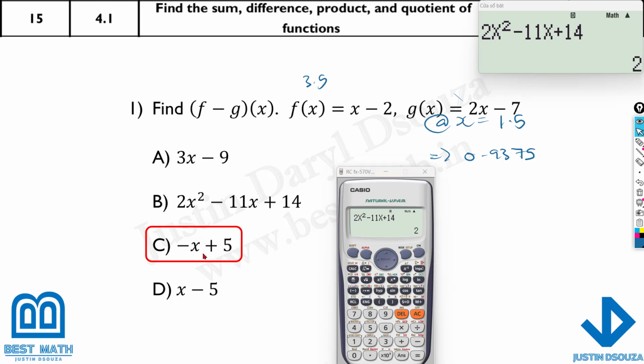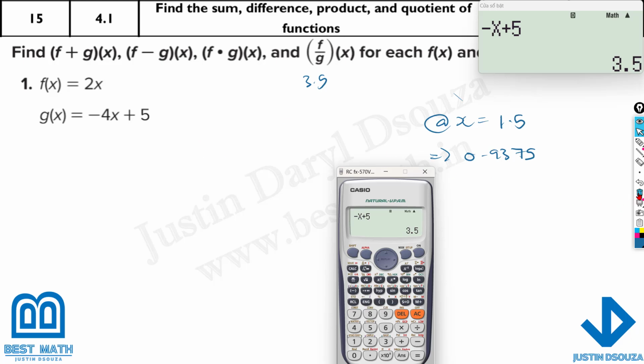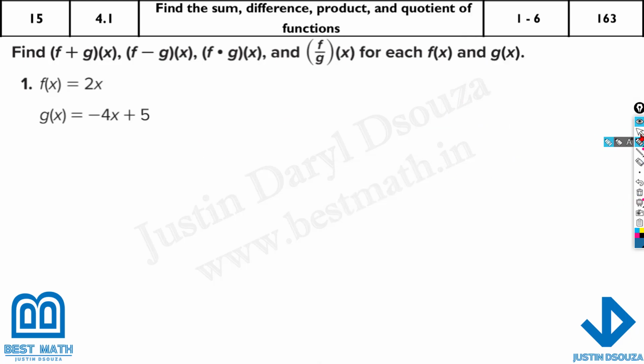Let me just try the last one before we go to the correct answer. x minus 5 and calculate this at 1.5. Here we are getting minus. No, it doesn't make sense. The last one is the correct answer. The third option, minus x plus 5 calculated at 1.5. Yes, you're getting 3.5. Only one will give you the correct answer, and that's your correct answer. Similarly, you can try that calculator method, but I'm going to solve all these problems directly because they're pretty easy to solve. So now here actually they're saying all the four things.